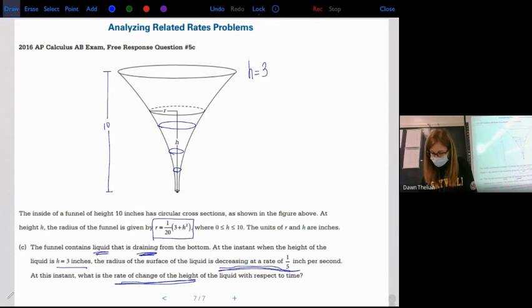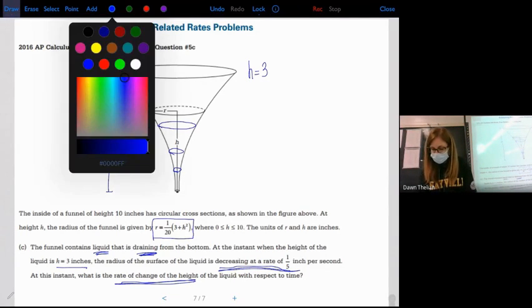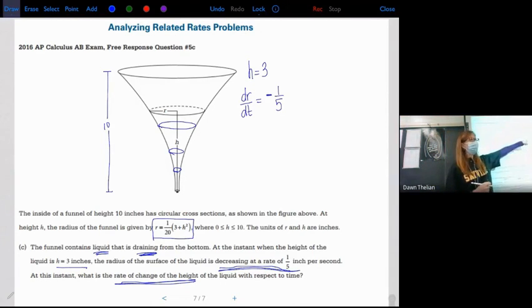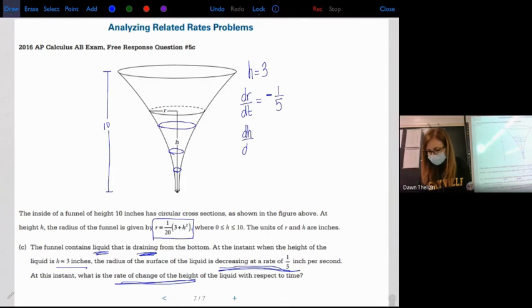The radius of the surface of the liquid is decreasing at a rate of 1/5. So if it's decreasing, it's negative. And if they're giving me the rate, they're not giving me R, they're giving me dr/dt, the rate of change of the radius. At this instant, what is the rate of change of the height? They want dh/dt, the rate of change of the height with respect to time.